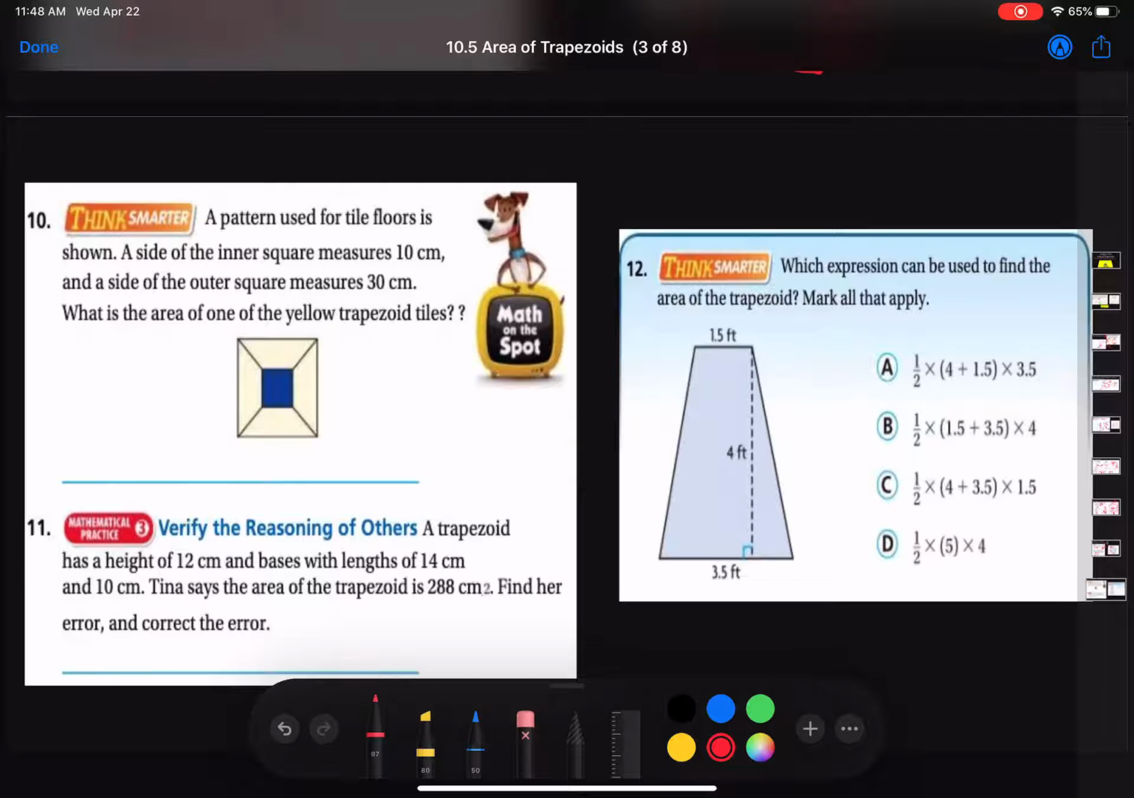Number 10, we don't really need to use the trapezoid formula on 10. So here's what you need to know. This is a pattern on a floor, so this is a tile. The side of the inner square is 10, so that means that these are 10 by 10. So the area of the blue is 10 times 10, which is 100.